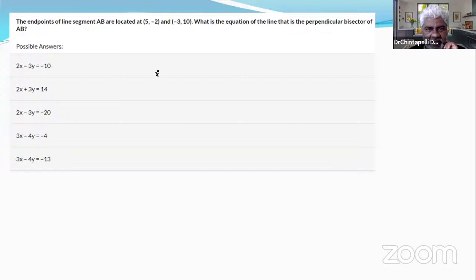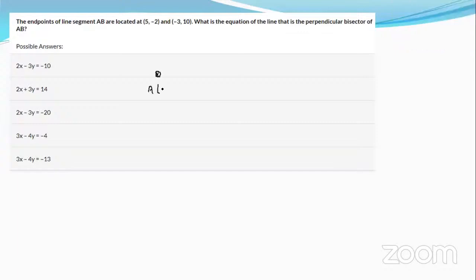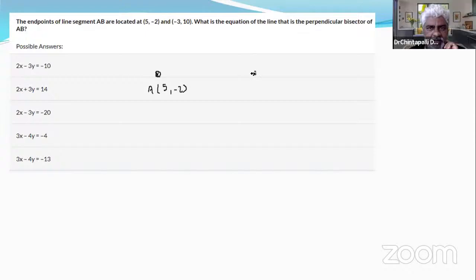See, if it is A (5, -2) and B (-3, 10), now this is the line. Perpendicular bisector means perpendicular bisector. Remember, the perpendicular bisector passes through the midpoint. So we need its midpoint. What is its midpoint?